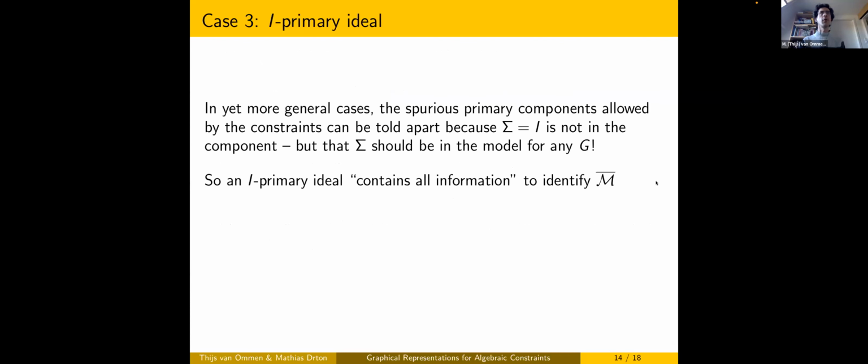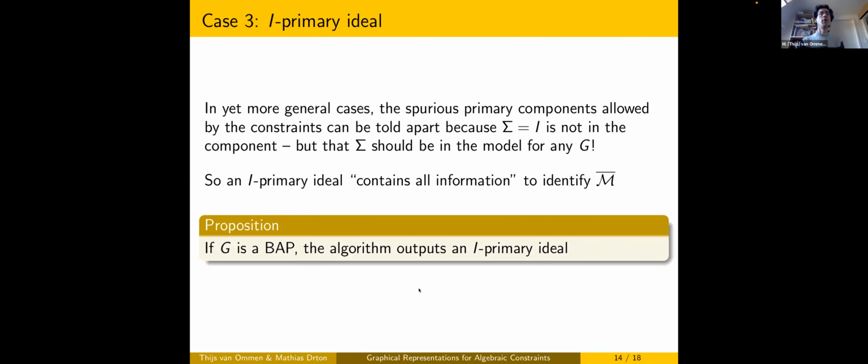Okay, then let me very quickly go to the next case. There's a third case of what I call I primary ideals, where they do not have the nice property of PD primary ideals, but we can still tell apart which of the components are spurious and which is the real component, because the spurious components exclude the identity matrix, and no linear structural equation model would ever exclude the identity matrix. So we can tell that those components cannot be the right one. And so in some sense, this ideal does give us all the information we need to describe the model. And for these also we have a proposition: if we have a Bayesian acyclic path diagram, then the algorithm will always output an I primary ideal.